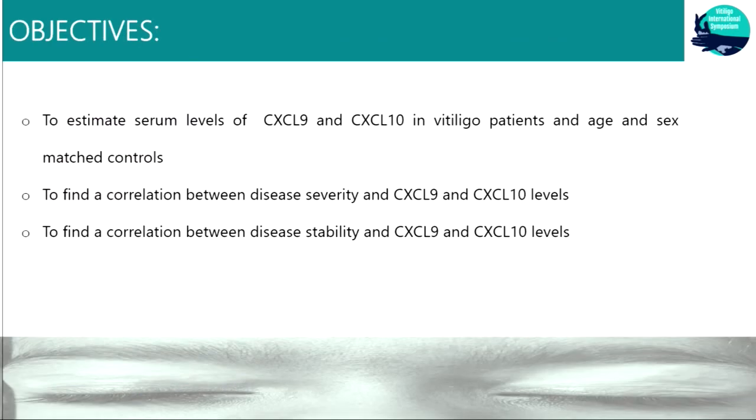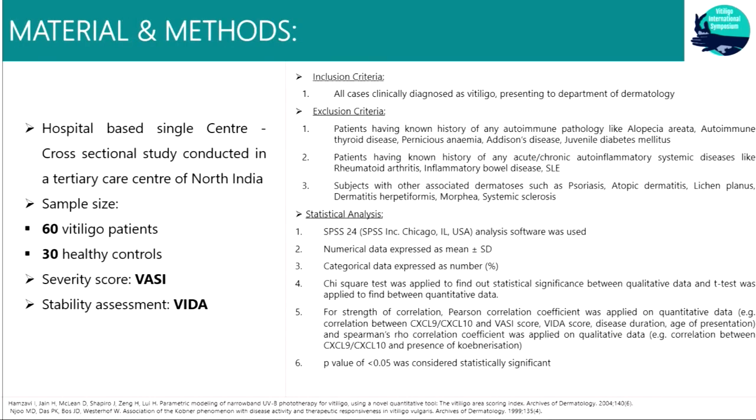The objectives of my study were to estimate the serum levels of CXCL9 and 10 in vitiligo patients and age and sex-matched controls, and to also find a correlation between the disease severity and disease stability with CXCL9 and 10 levels respectively. It was a hospital-based single-center cross-sectional study conducted in a tertiary care center of North India in 60 vitiligo patients and 30 healthy controls. The severity score was taken as VASI and the stability assessment was done with the help of the VIDA score.